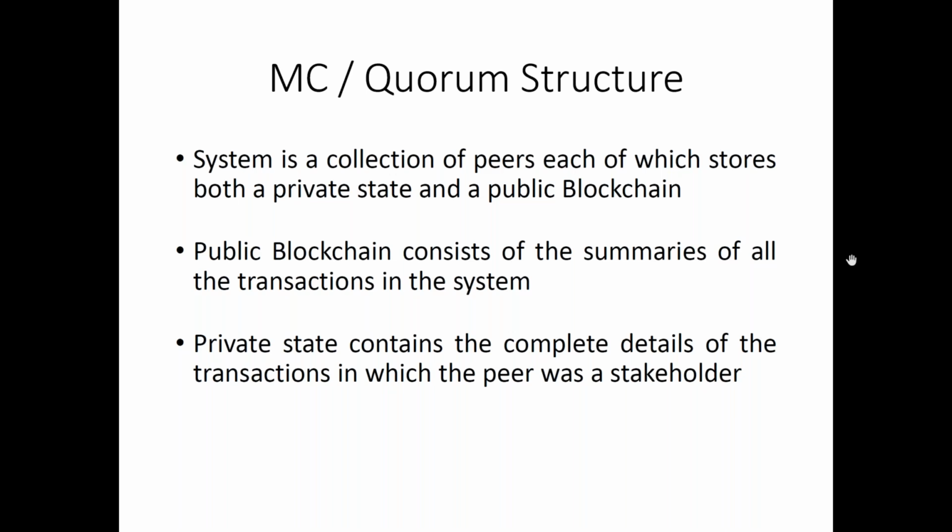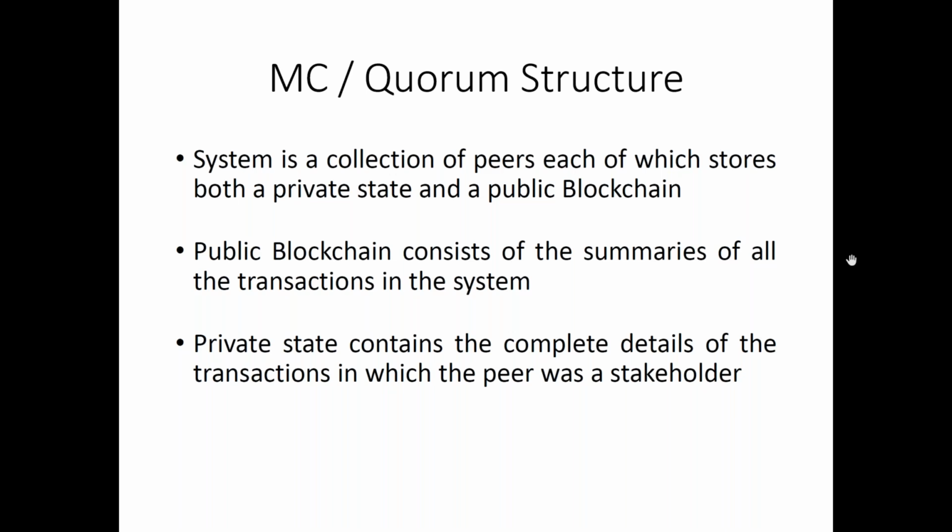Multi-chain and Quorum actually take a mixed approach. They say that a summary of all the transactions that are happening in the entire network must be made available to everybody in the network. However, the details of those transactions can be kept private to only those parties who are participating in the transaction. So in that sense, the public blockchain consists of the summaries of all the transactions in the system, and private state contains the details of the transaction, such as who was the other party with whom I transacted, what the transaction was about, was it a fund transfer, was it buying of some goods and services, and so on and so forth.